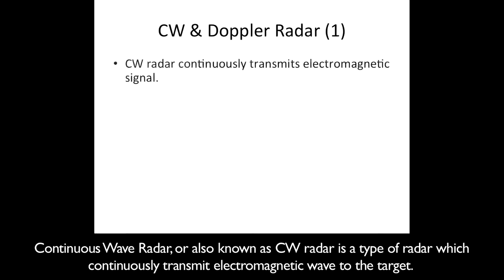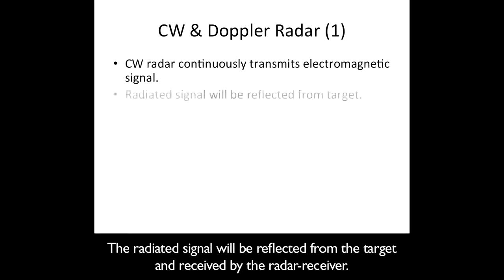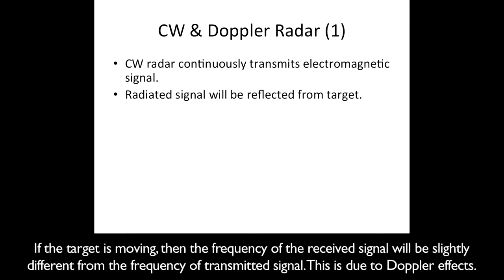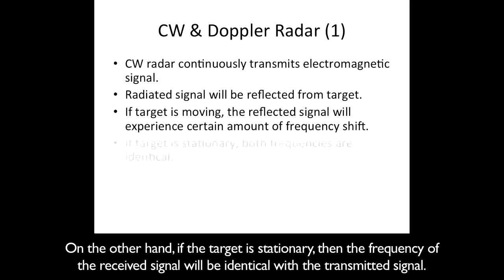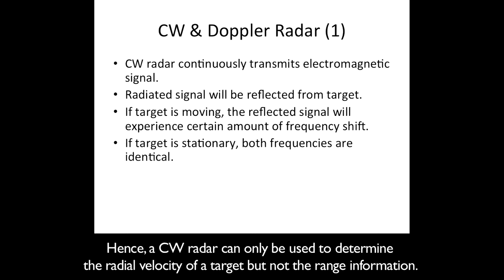Continuous wave radar, also known as CW radar, is a type of radar which continuously transmits electromagnetic wave to the target. The radiated signal will be reflected from the target and received by the radar receiver. If the target is moving, then the frequency of the received signal will be slightly different from the frequency of the transmitted signal. This is due to Doppler effects. On the other hand, if the target is stationary, then the frequency of the received signal will be identical with the transmitted signal. Hence, a CW radar can only be used to determine the radial velocity of a target, but not the range information.